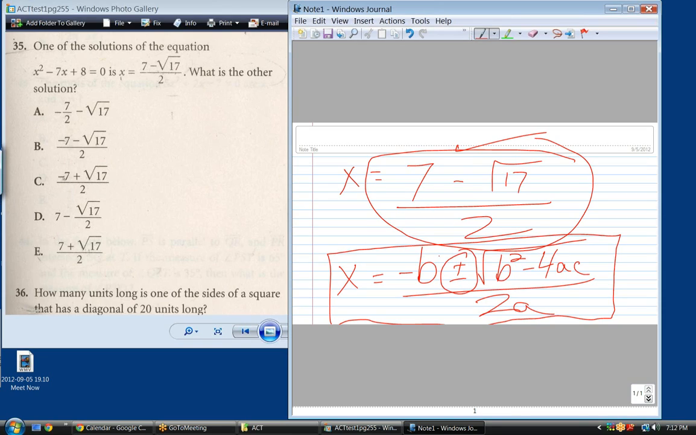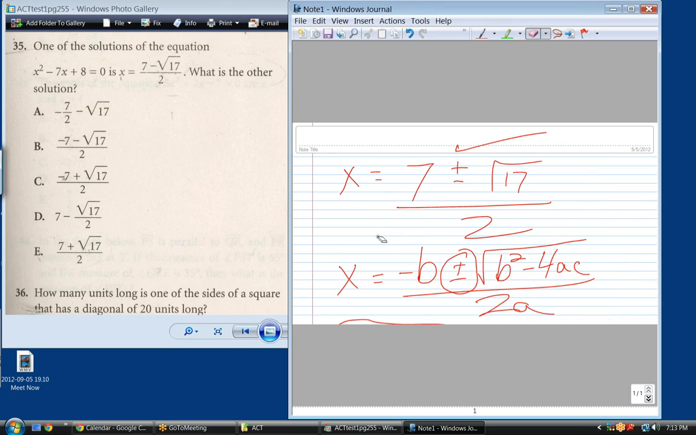So if this is one solution, what's the other solution? Look at that plus or minus. Yes, it'd be E. In other words, 7 plus root 17 over 2. If you're familiar with the quadratic formula and how to use it, then you know that it produces solutions that look a lot like that, what I have circled. In other words, it's going to be a plus or minus kind of solution.